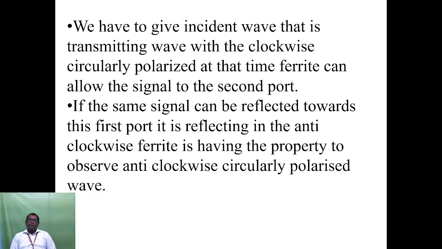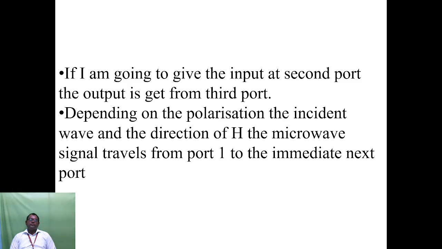So as I told you earlier, if the signal is at the first port, the output will be at the second port, because the ferrite is used for the clockwise polarized wave. If I give the input at the second port, the output is obtained from the third port. Depending on the polarization of the incident wave and the direction of the H field, the microwave signal travels from port 1 to the next immediate port.